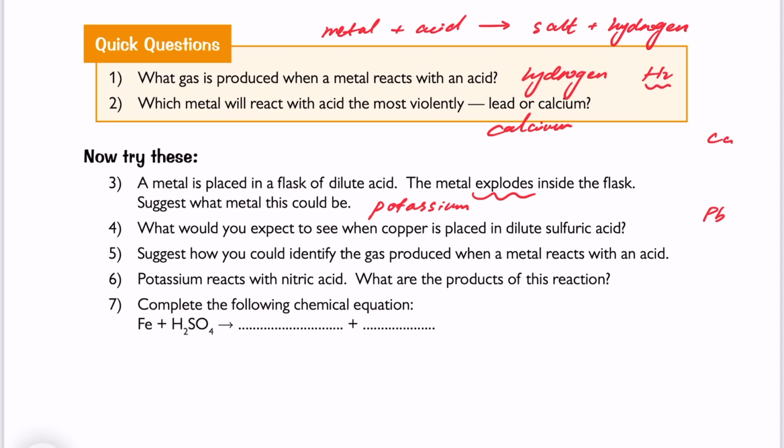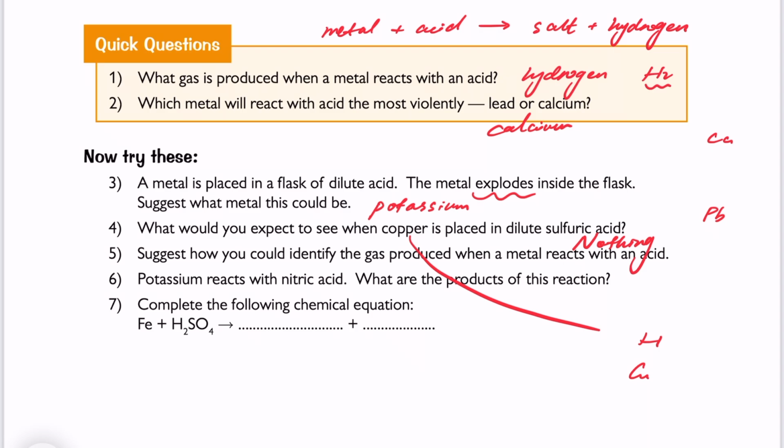Alright, and then let's keep going. Question 4. What would you expect to see when copper is placed in dilute sulfuric acid? Well, in this case, it's copper and acid, and we need to think, is copper reactive enough to react with dilute acid? Not really, to be honest, because again, in the metal reactivity series, there is hydrogen and then there's copper. The fact that copper is underneath hydrogen means copper is not reactive enough to react with dilute acid. What that means is this reaction is not going to take place. Nothing will happen.